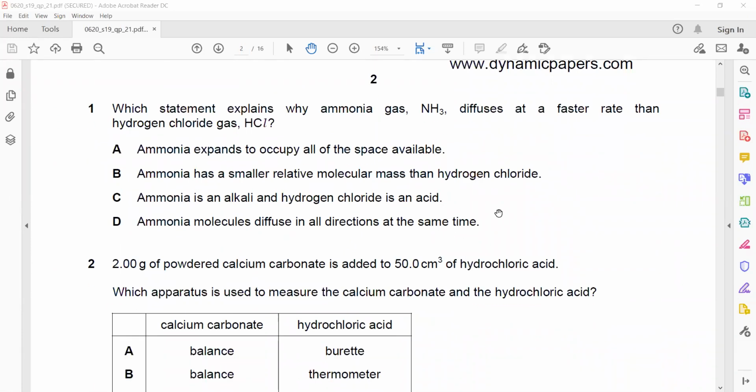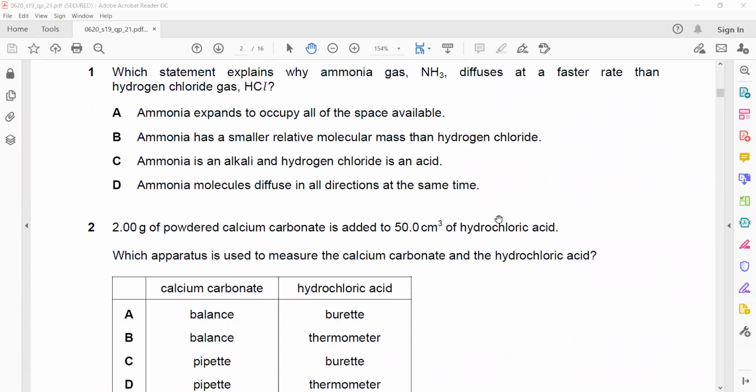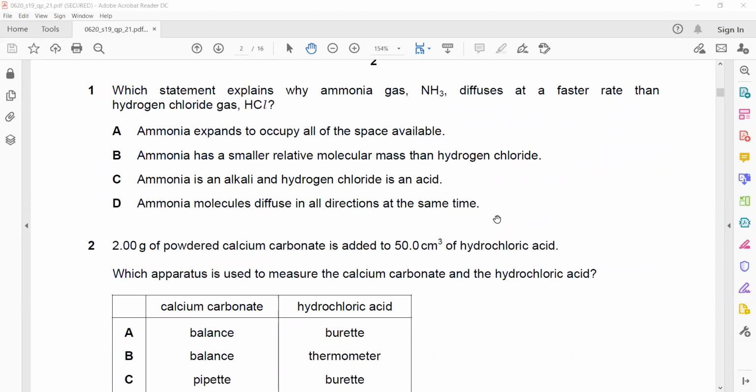Question number 1. What could be the right answer? Which statement explains why ammonia gas diffuses at a faster rate than hydrogen chloride?